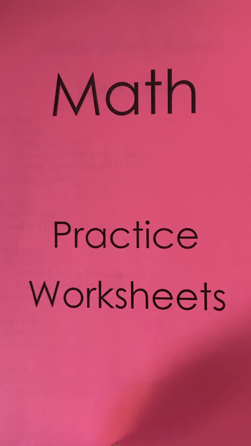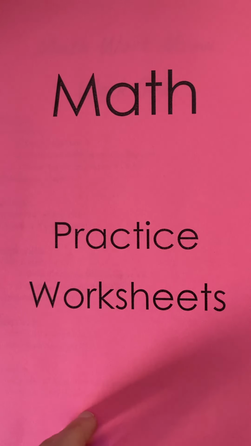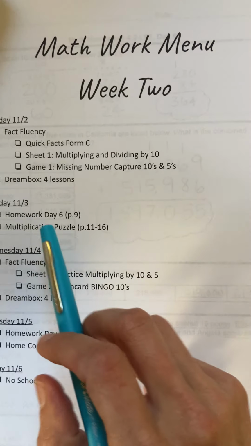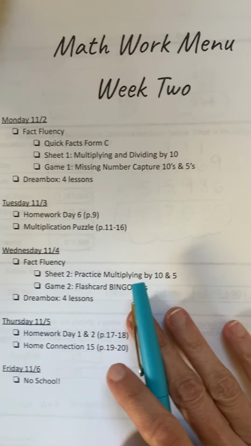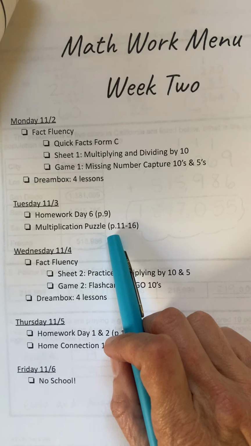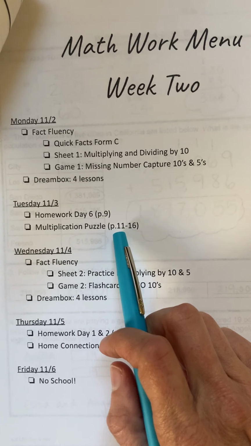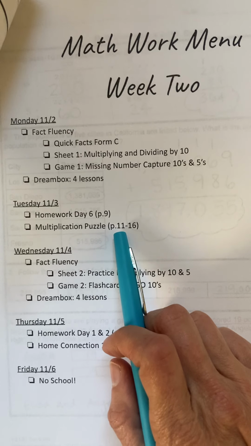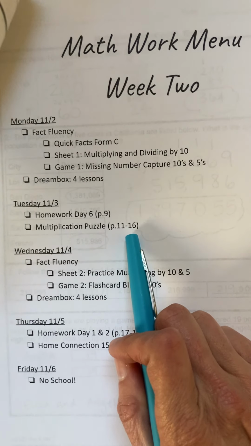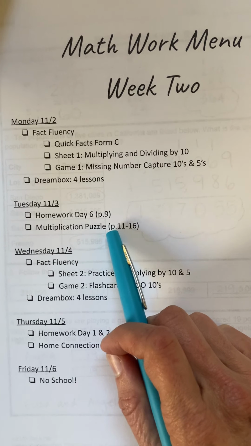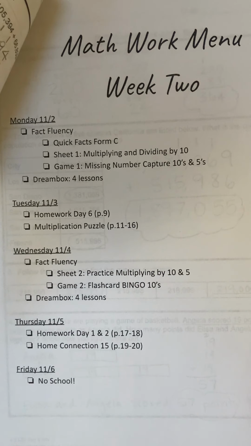This is my math practice worksheets packet, and I'm going to show you how to do Tuesday's assignment called the multiplication puzzle. The first thing you'll need to do is cut out all the rectangles that you see on pages 11, 12, 13, 14, 15, and 16. Yes, that is a lot of cutting.